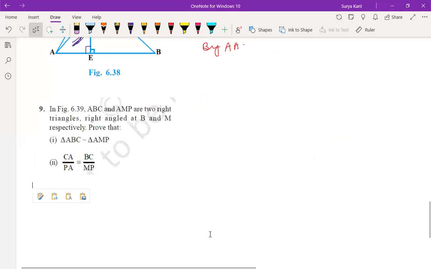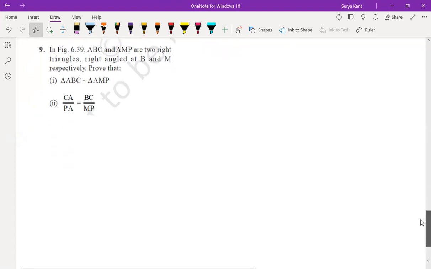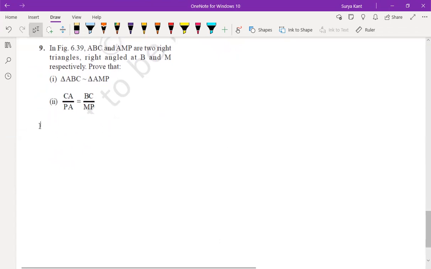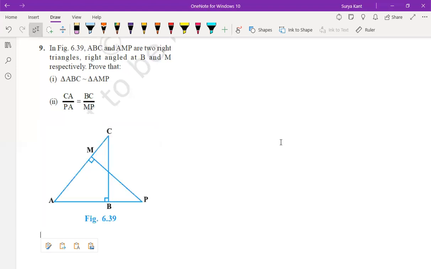Question number 9. In figure 6.39, where is the figure 6.39? So this is 6.39. ABC and AMP are two right triangles, right angled at B and M respectively. Prove that triangle ABC is similar to triangle AMP.